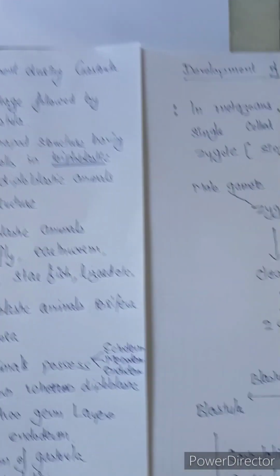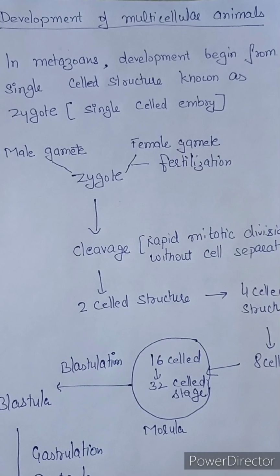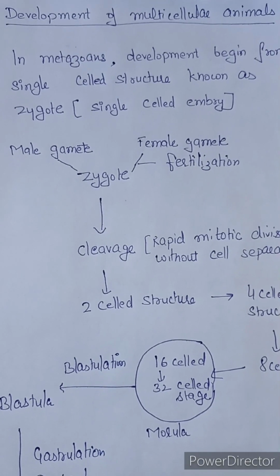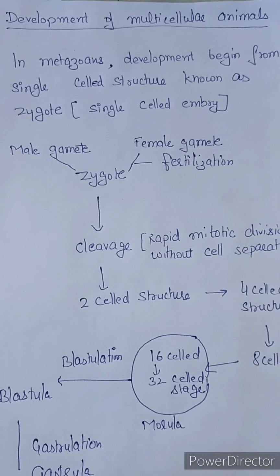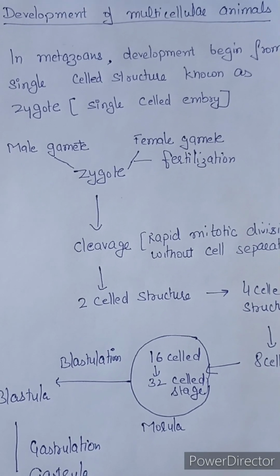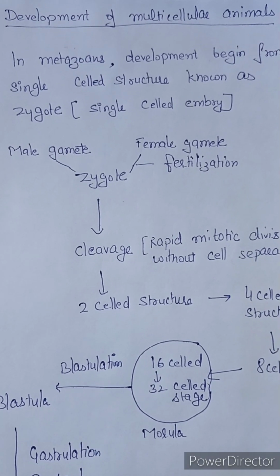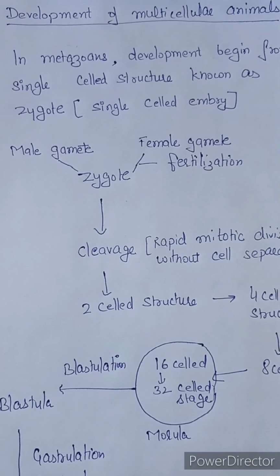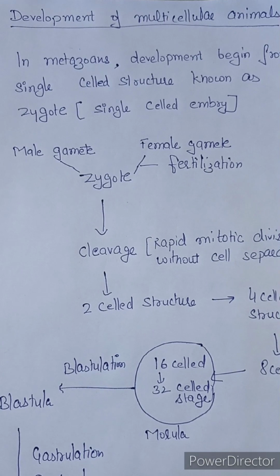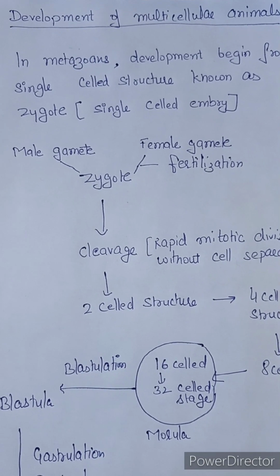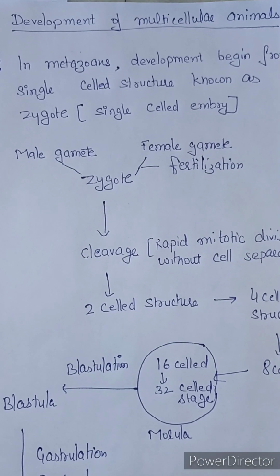In the development of multicellular animals, or metazoans, the body is composed of multiple cells, and development usually begins from a single cell structure known as the zygote. We can consider the zygote as a single-celled embryo. Zygote formation results from the fusion of male gamete and female gamete, and the process of fusion of the gametes is known as fertilization.